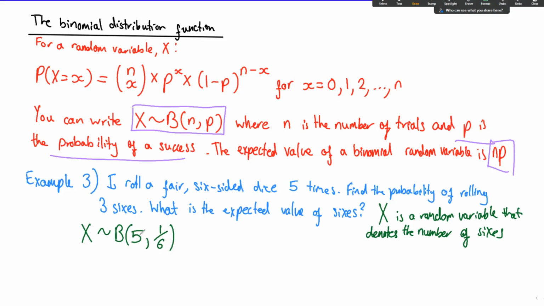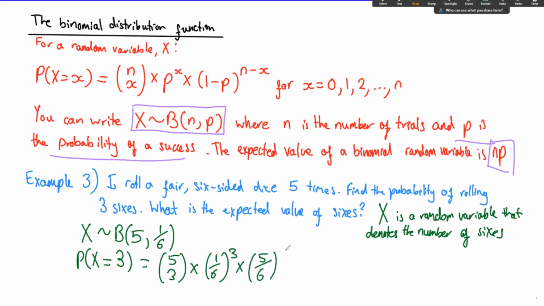So now what we can do is use the distribution function. So we get x equals, and the one we want is 3 6s. So then we just use this formula here, substitute our values. So our n is 5, our x is 3, our probability of success is a 6th. We multiply that, we put that to the power of x, which is 3, and then we multiply that by 1 minus a 6th, which is 5 over 6, to the power of n minus x, which is 5 minus 3, which is 2.